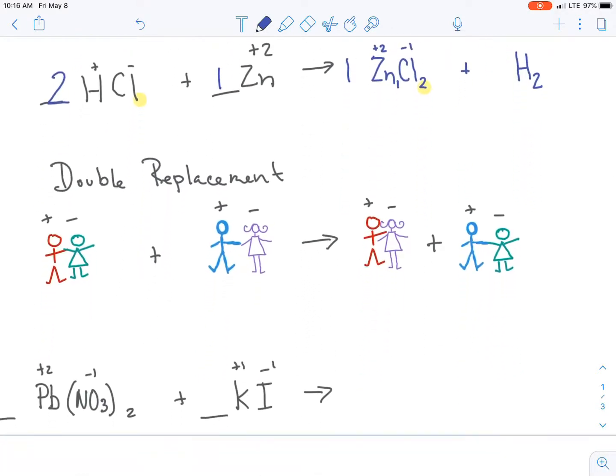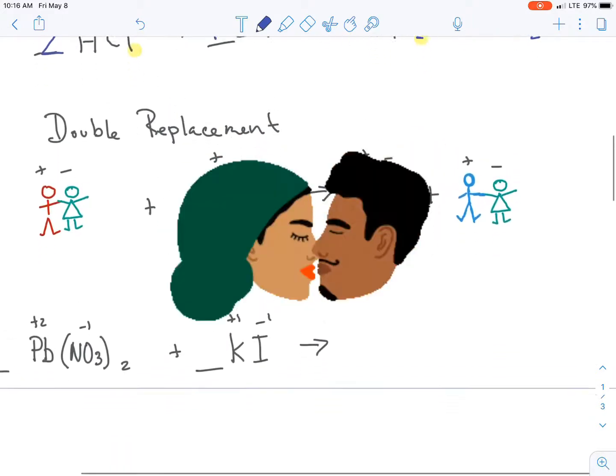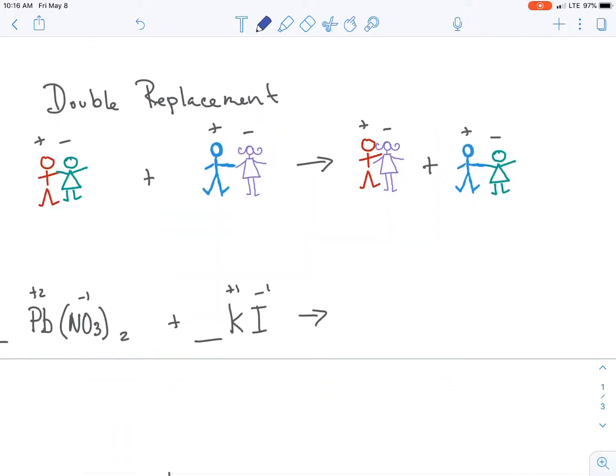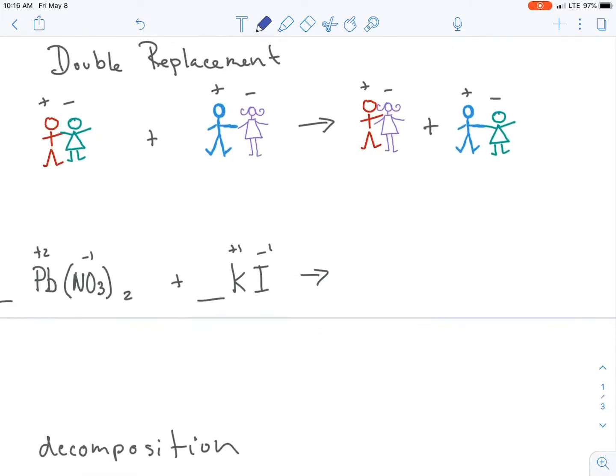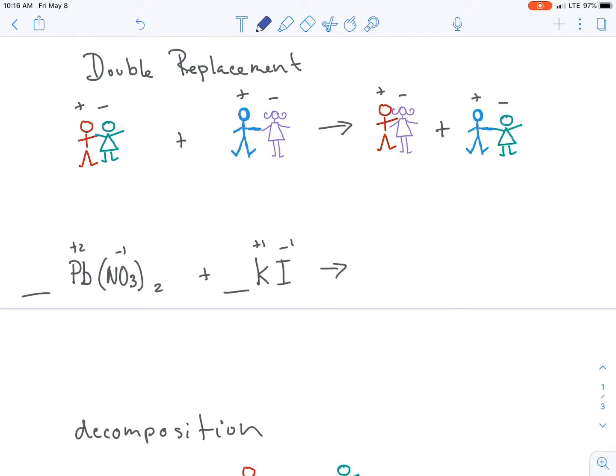Ooh, the old switcheroo. This is double replacement, and we have a positive and negative, a cation and anion, and then we have another couple, and they swap partners. Okay, now looking down here, we have a reaction ready to go. So Pb is +2, NO3 is -1, right? So we had to have a 2 there.